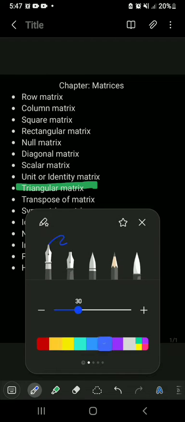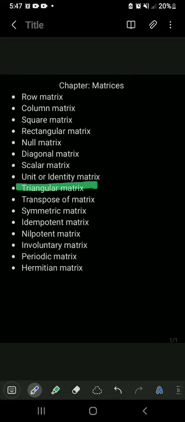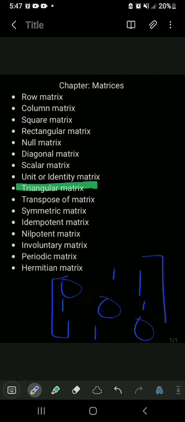If we talk about a triangular matrix whose diagonal elements are 0 and the remaining are 1, whose diagonal elements are 0, 0, 0, 1, 1, 1, 1, 1, 1. This is called a triangular matrix. It may be upper or lower.